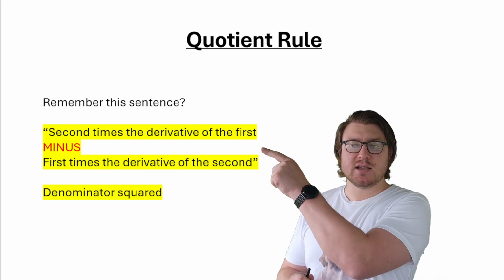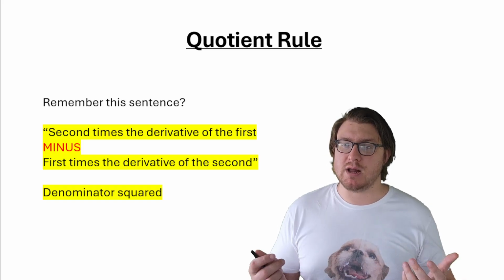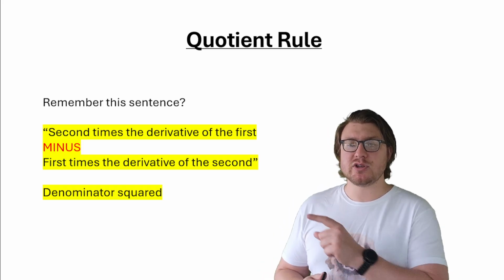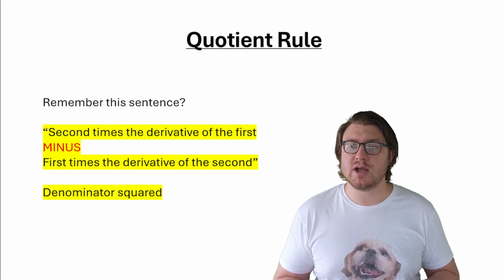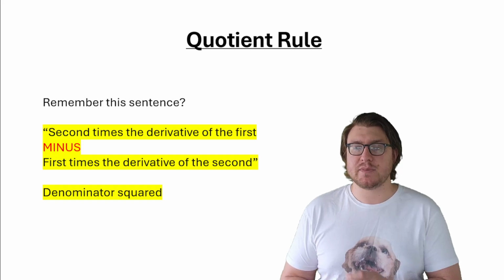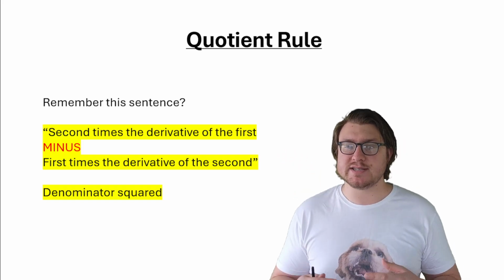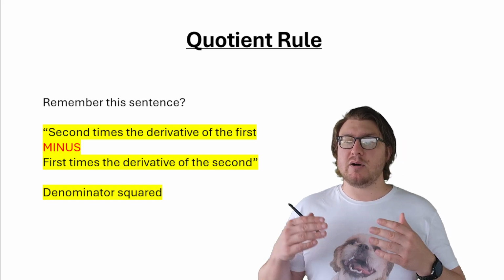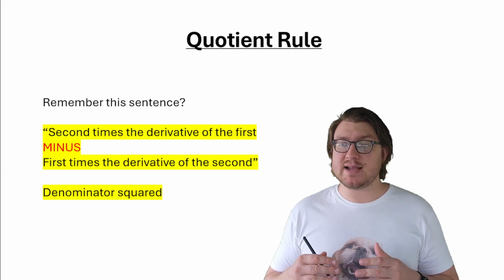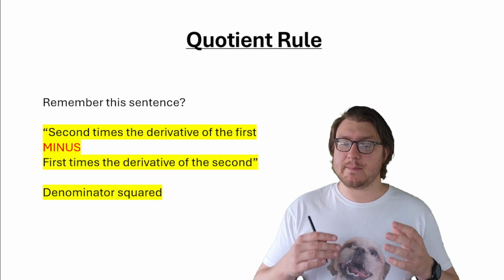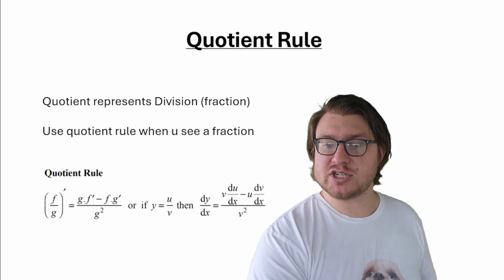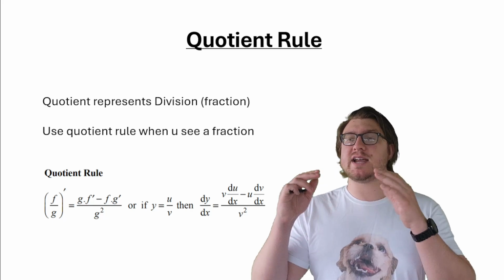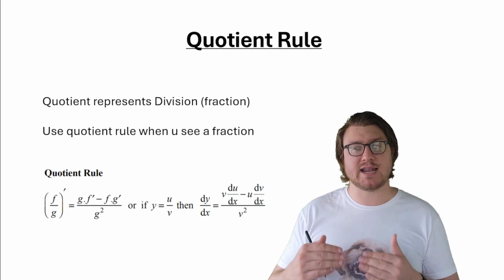Instead of plus, we now need minus. You're going to have to remember that the quotient rule has a minus, and also that the quotient rule has the denominator squared. So whatever we have for our sentence is going to go in the numerator. Now, first and second still apply to the same functions, but because we are looking at a fraction, the first is the one in the numerator, the second is in the denominator.